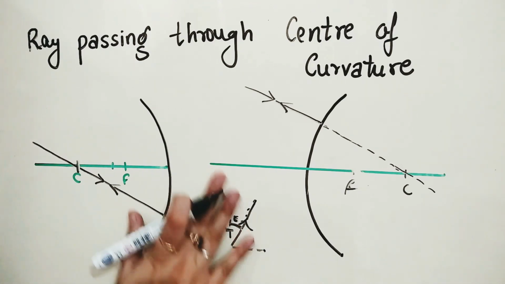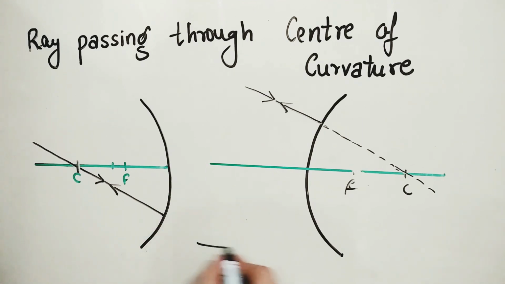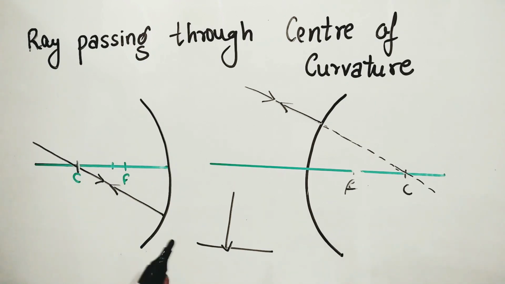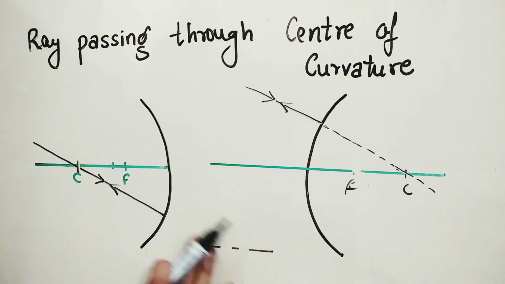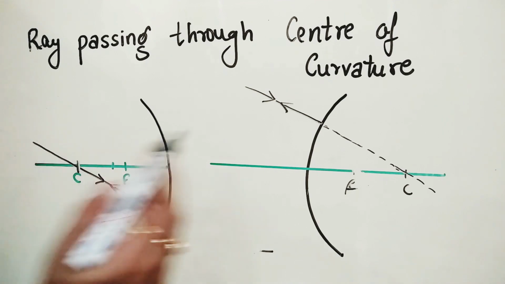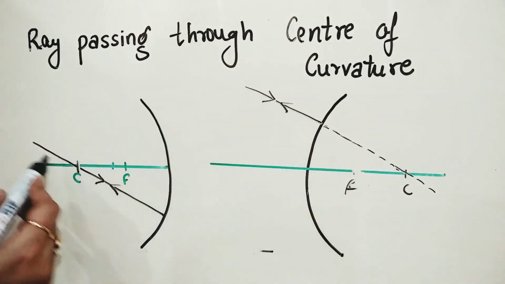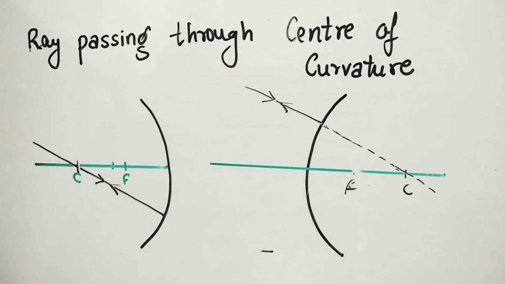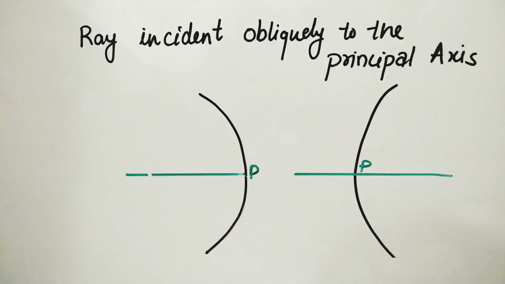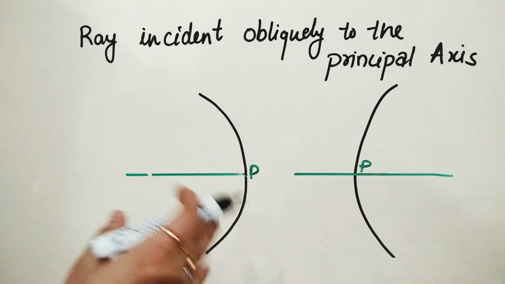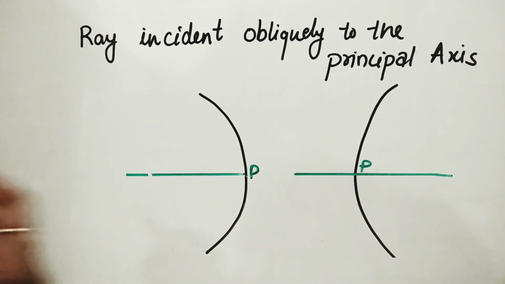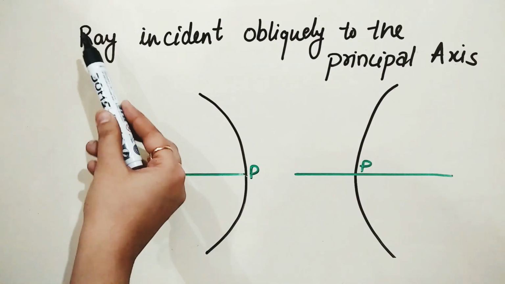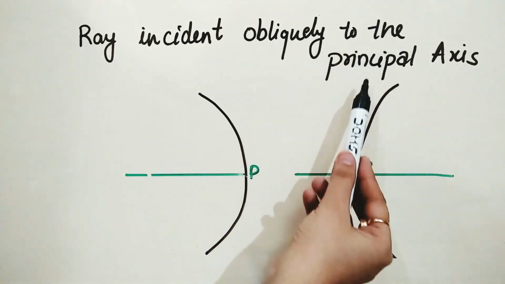So if any ray is passing on the mirror or a lens in the direction of the normal, then there will be no deflection in that case, or we can say it follows the same path. From where it is coming, it is going back in the same direction and in the same path. Now next is the fourth rule, which is already applied in the previous three rules. Now what is the rule? What happens when a ray is incident obliquely to the principal axis?